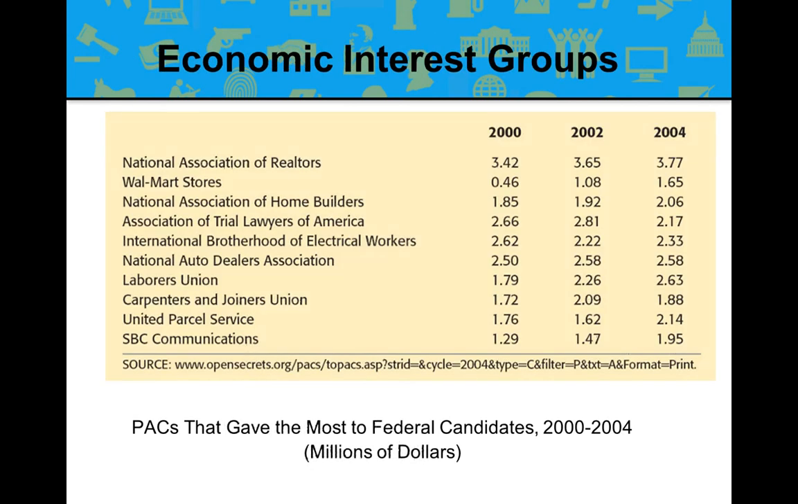Here are some different economic interest groups in the United States, and you can see one of the biggest interest groups is the National Association of Realtors. Here are some unions: the Communication Workers, United Parcel Workers, the Carpenters and Joiners Union, and these are all part of the AFL-CIO. I'm sorry, this isn't membership. This is how much money they gave to candidates. So you can see realtors give a lot of money to candidates for elections.